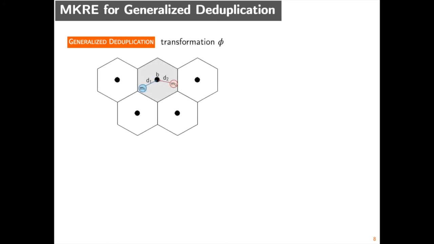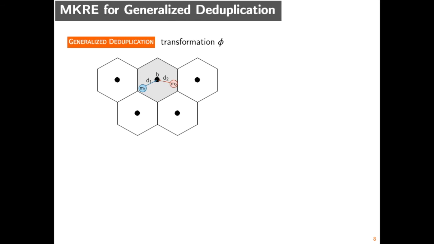I told you that there is generalized deduplication as a technique to store, let's say, files in less space, but I never told you how it works. So let's have a little look into that. Generalized deduplication is defined by a transformation, phi, that essentially does what this picture is showing. Given two messages, it tries to point them to the center of the ball, let's say, they belong to, and then stores the deviation.